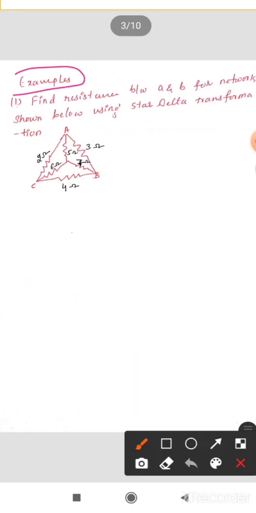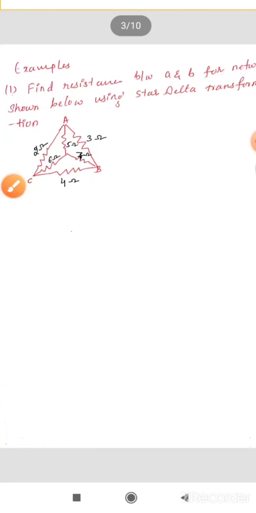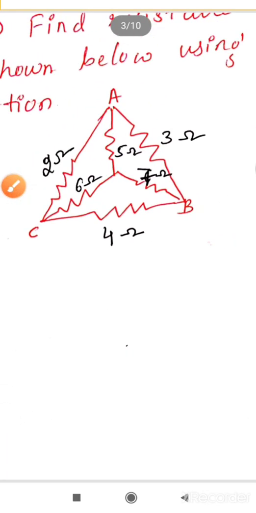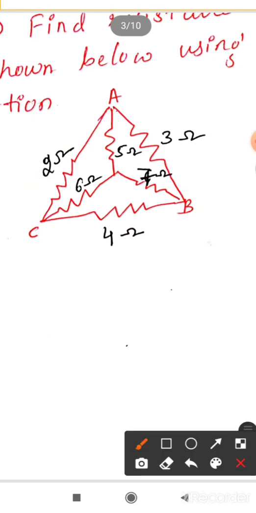Let's take an example. They have asked us to find the resistance between A and B. Remember this, they have asked us to calculate the resistance between the A terminal and B terminal. This should not alter, right, for the network shown below using star delta transformation. Observe this network. We need to calculate the resistance between the A and B terminal. You can take a wire between these two. How can we calculate it?